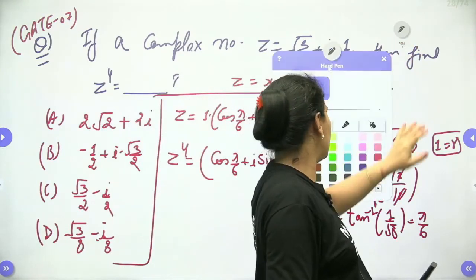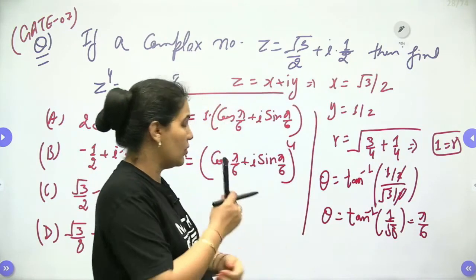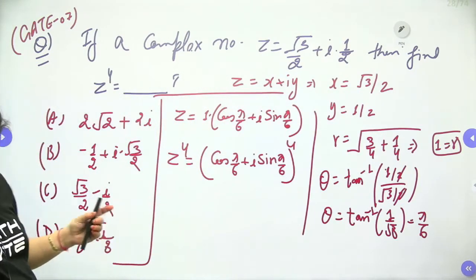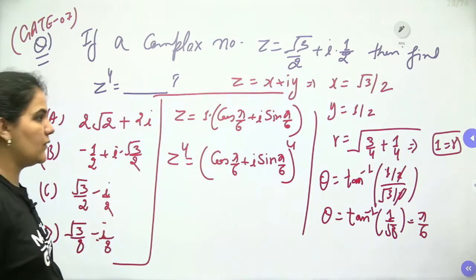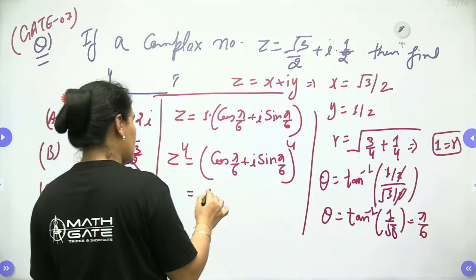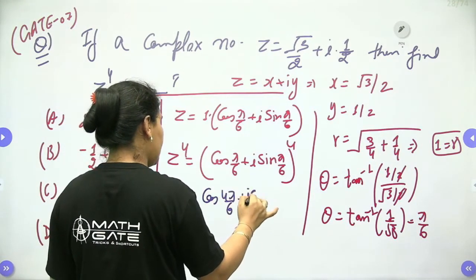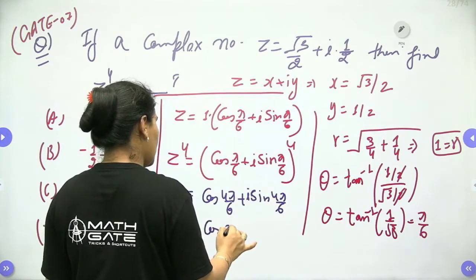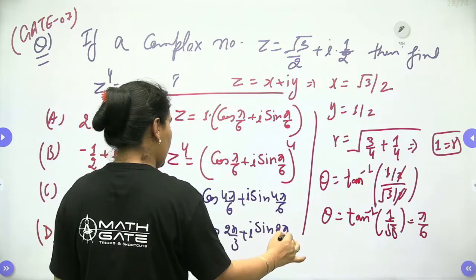Now from here you have two options. If you want to go with de Moivre's, you can approach cos into 4 pi by 6 plus iota sine into 4 pi by 6. And if you want to go with the Euler's form, you can approach directly also. It is my suggestion to go with de Moivre's. It will be cos of 2 pi by 3 plus iota sine of 2 pi by 3.